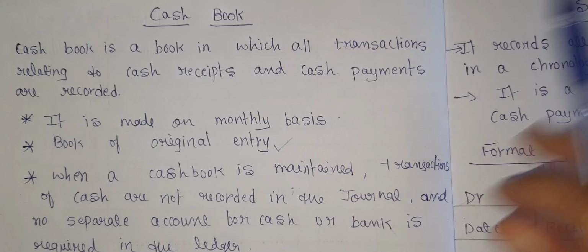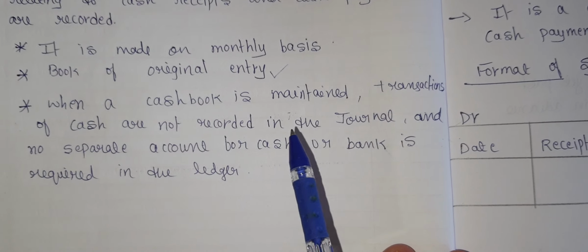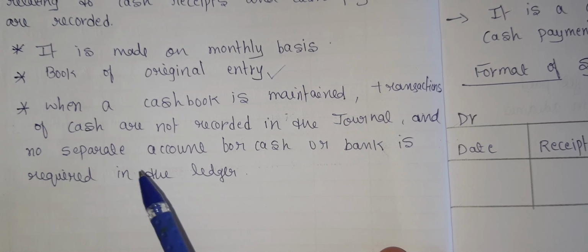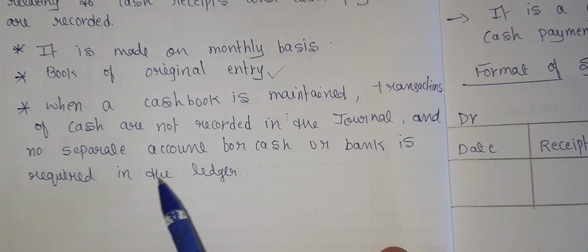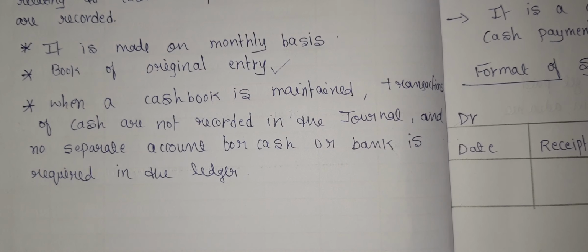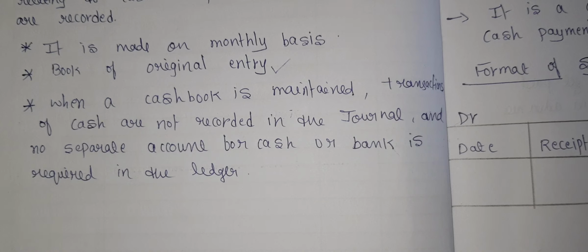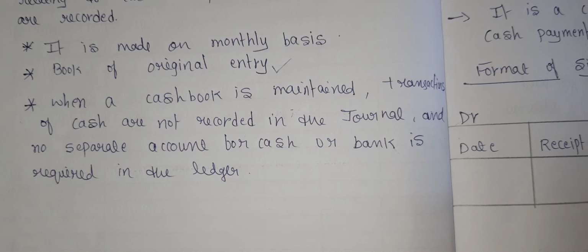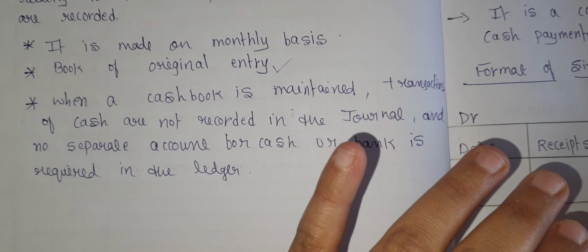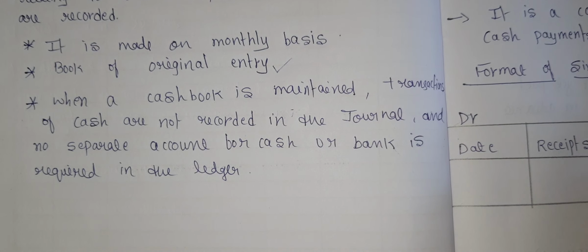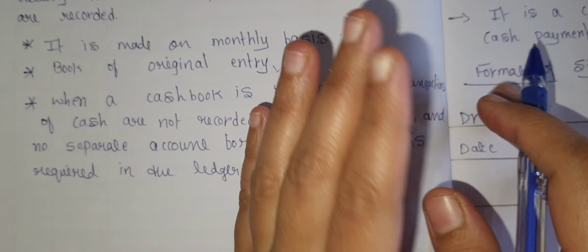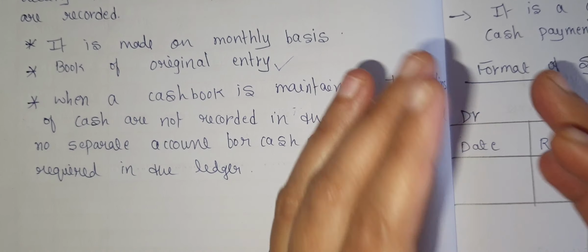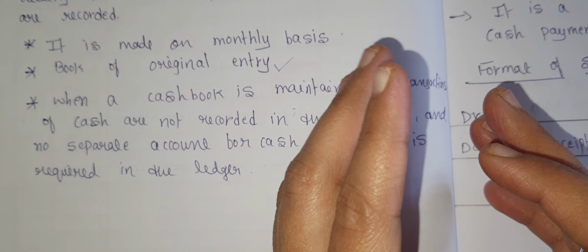And next, the third point is, when a cash book is maintained, transactions of cash are not recorded in the journal, and no separate account for cash or bank is required in the ledger. Means what? When a cash book is maintained, transactions of cash are not recorded in the journal. Normally, all business transactions are first recorded in the journal. First, we will record all the business transactions in the journal, means first we will pass the journal entries.